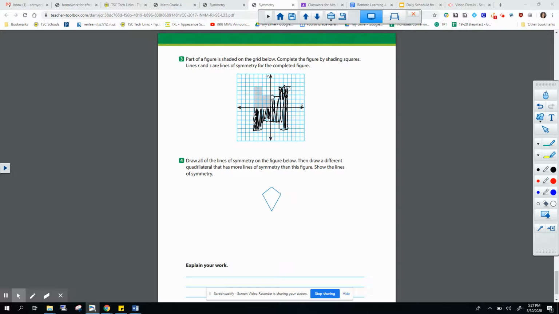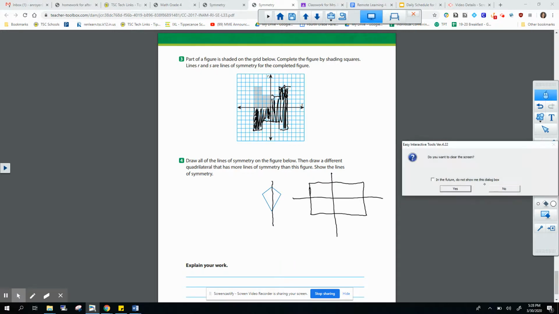Then number 4 says, draw all of the lines of symmetry in the figure below. Then draw a different quadrilateral that has more lines of symmetry than this figure. Show the lines of symmetry. So this is a kite shape. So it's only going to have one line of symmetry, just like that. I wouldn't be able to divide it any other way. And then I have to draw another quadrilateral that would have more than one line of symmetry. So I could draw a square, I could draw a rectangle. I'm going to go ahead and draw a rectangle. I know a rectangle is going to have 2 lines of symmetry, just like that.